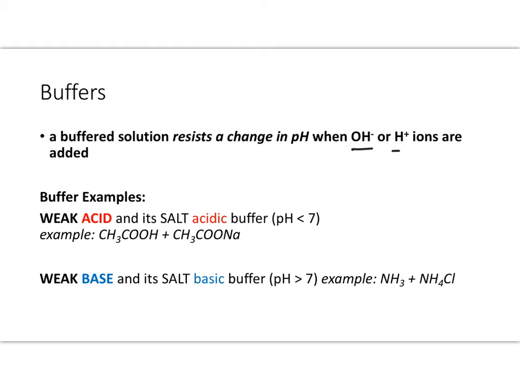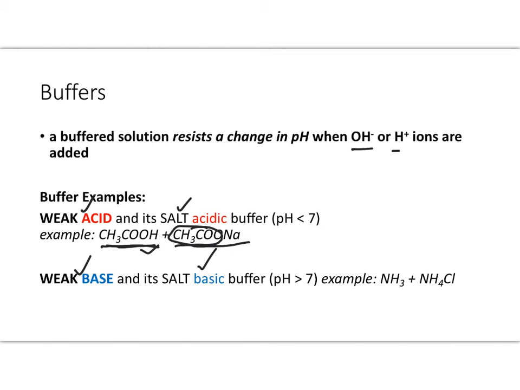Buffered solutions are typically going to consist of two things. They're going to consist of a weak acid and a salt, or a weak base and a salt. And it can't just be any salt. It has to be a salt that contains a conjugate ion. So in the example that we see here, we see acetic acid and sodium acetate. Notice that I have acetic acid and acetate, which is the conjugate base of the acetic acid.